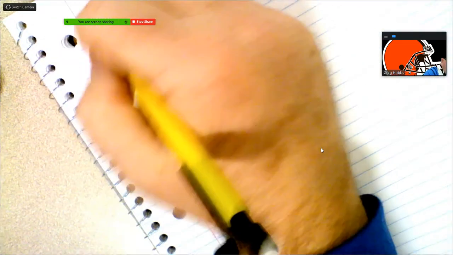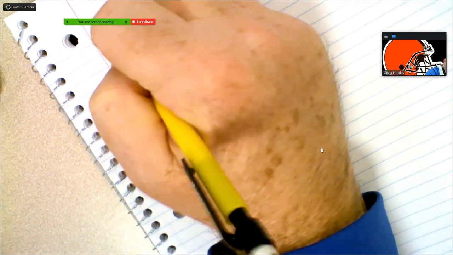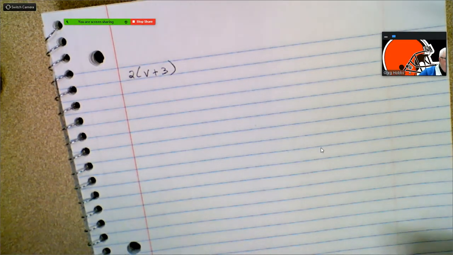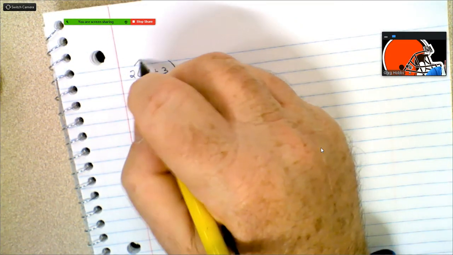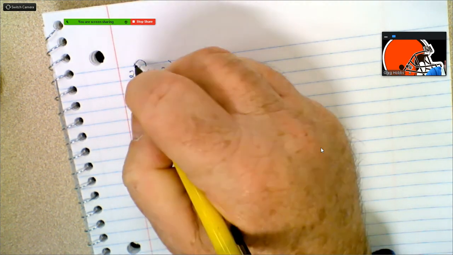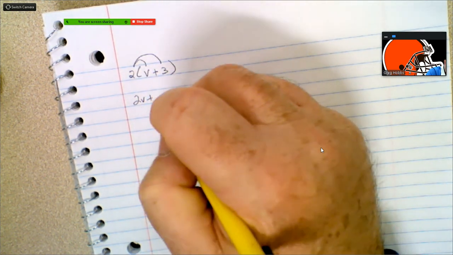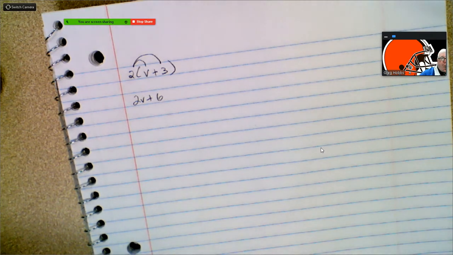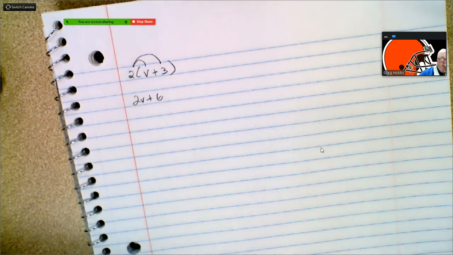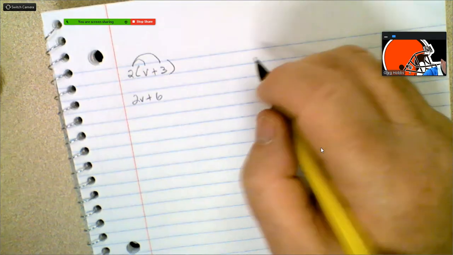One more thing for this week. Do you remember how to do this? I hope. Because we're going to combine this with what we did today. Distributive property. Remember 2 times V plus 2 times 3 is 6. So 2V plus 6.